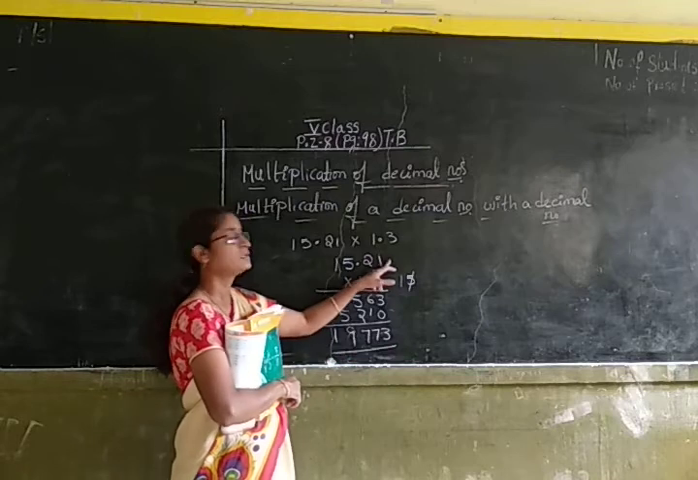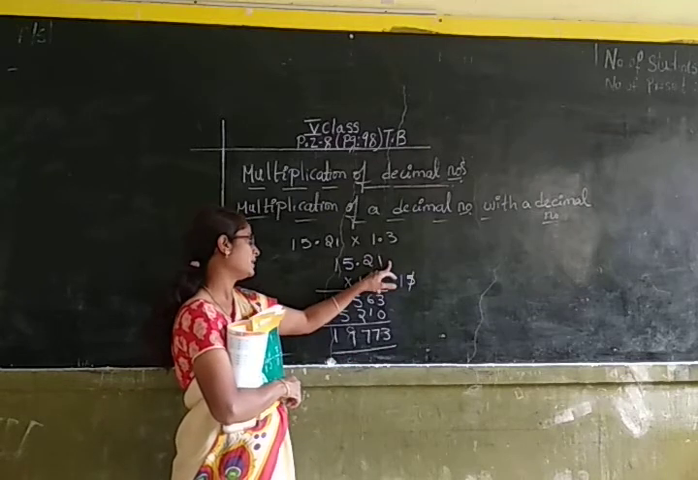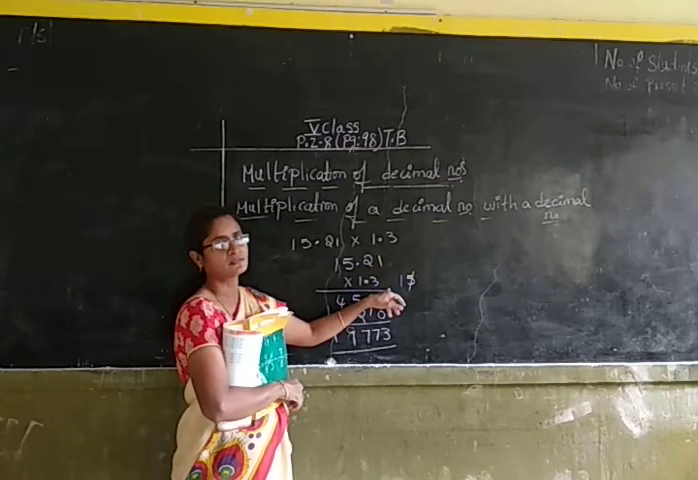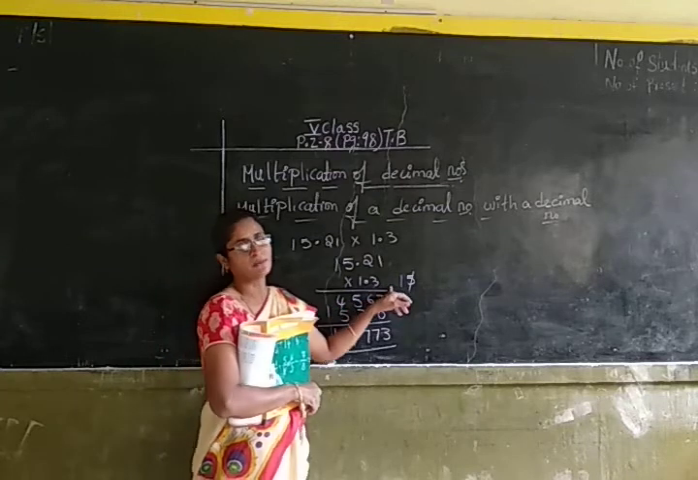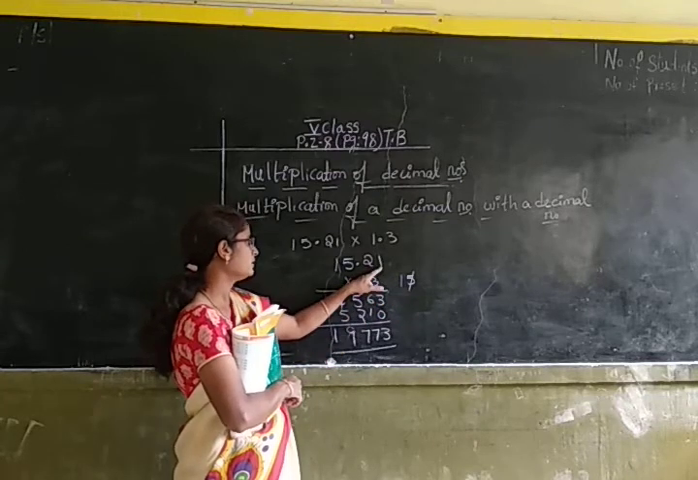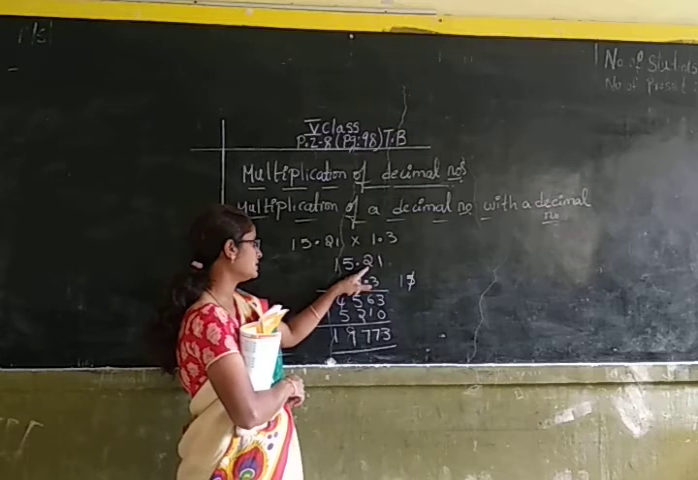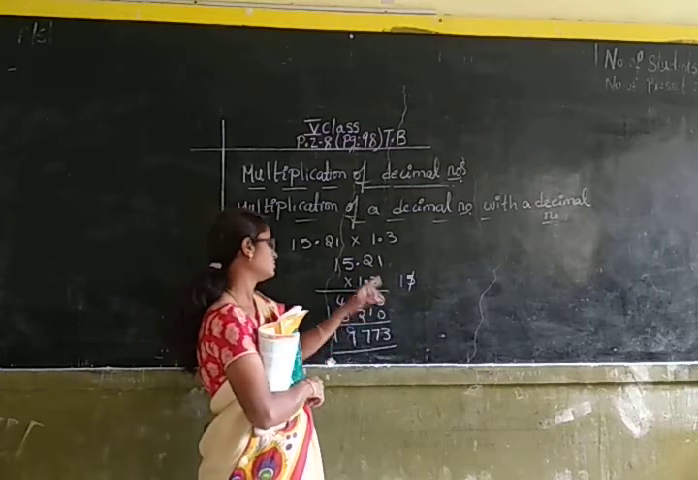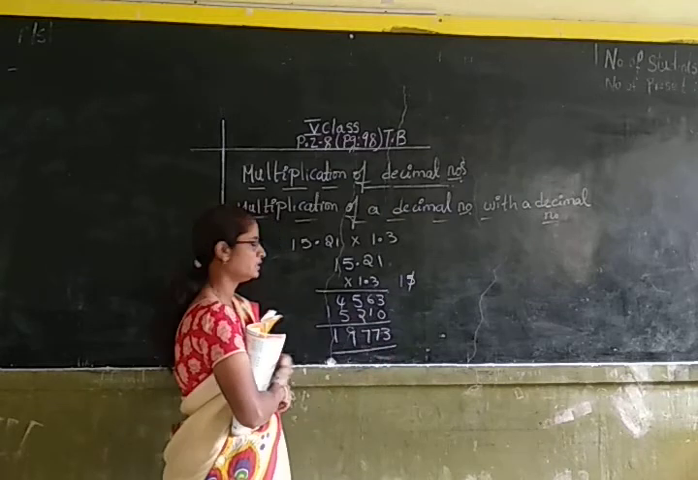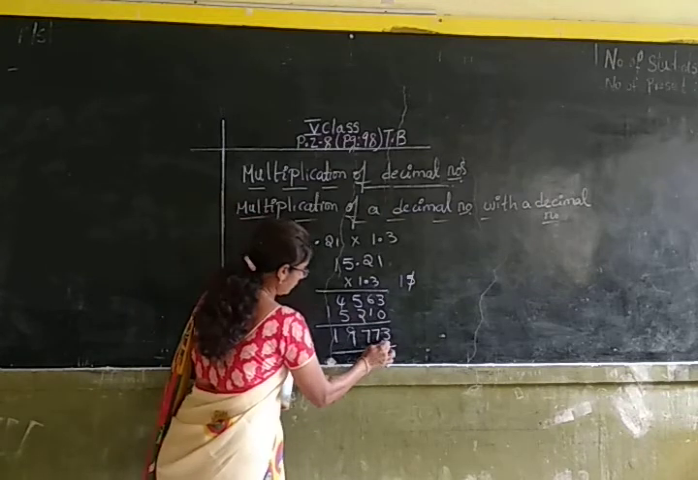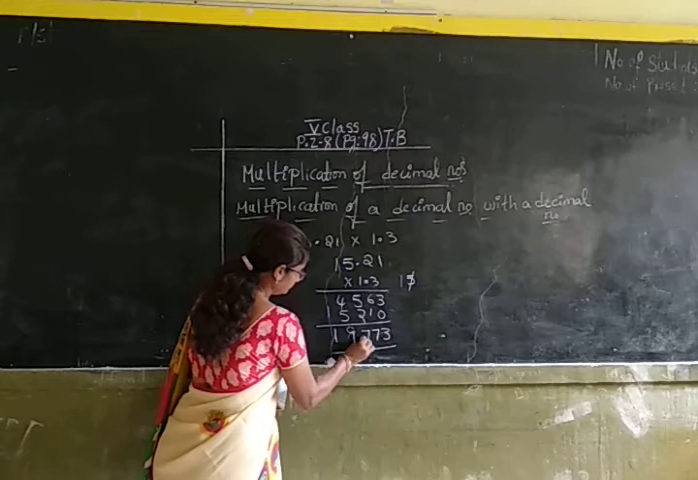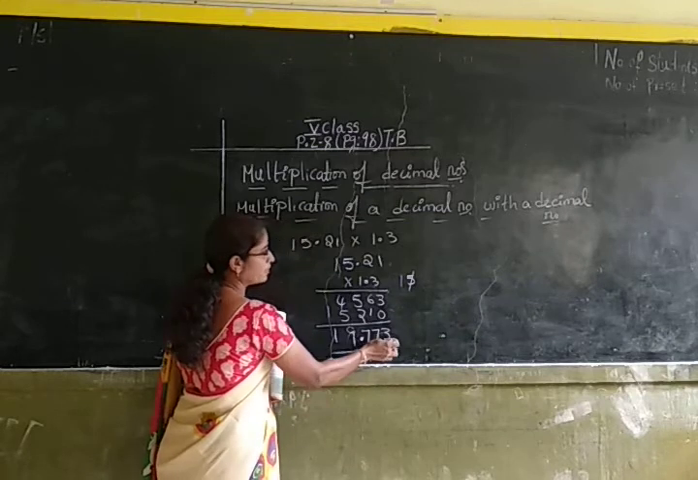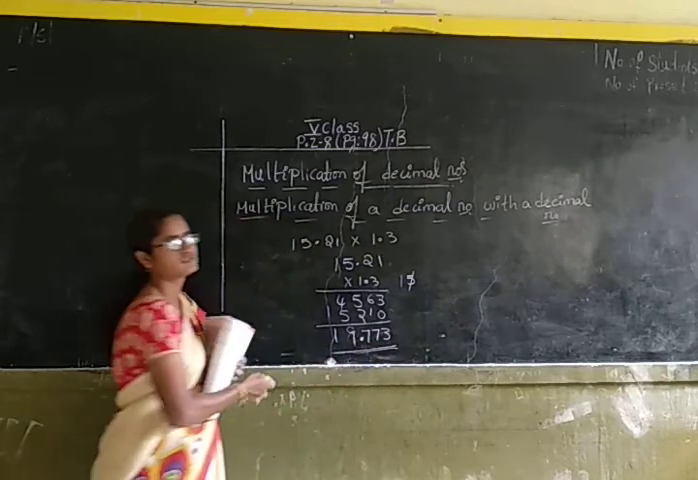Now we have to place the decimal point. We have to count the number of digits after the point of the multiplicand and also of the multiplier. Here the multiplicand is having the decimal point after 2 digits and the multiplier is having the decimal point after 1 digit. So we have to place the decimal point after 3 digits in the answer. 1, 2, 3. We have to count from right side to left side.